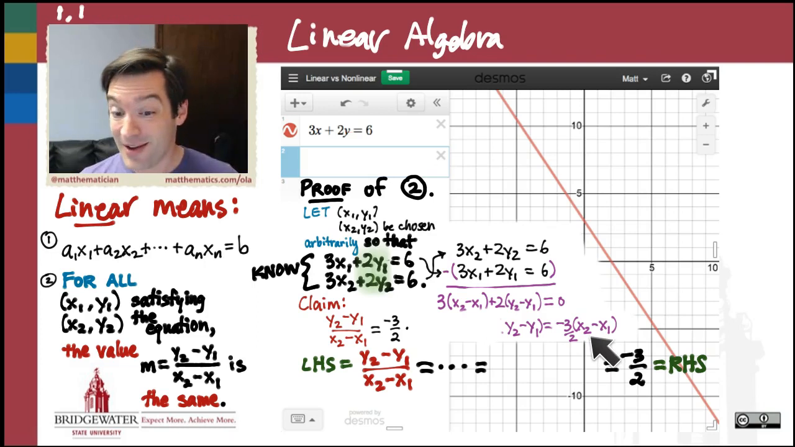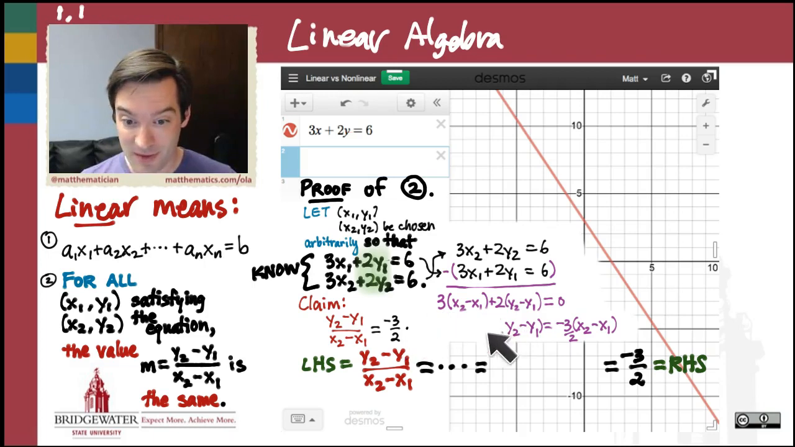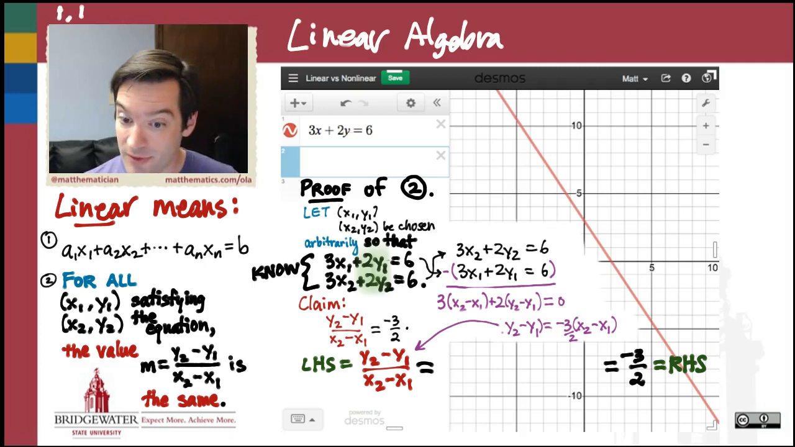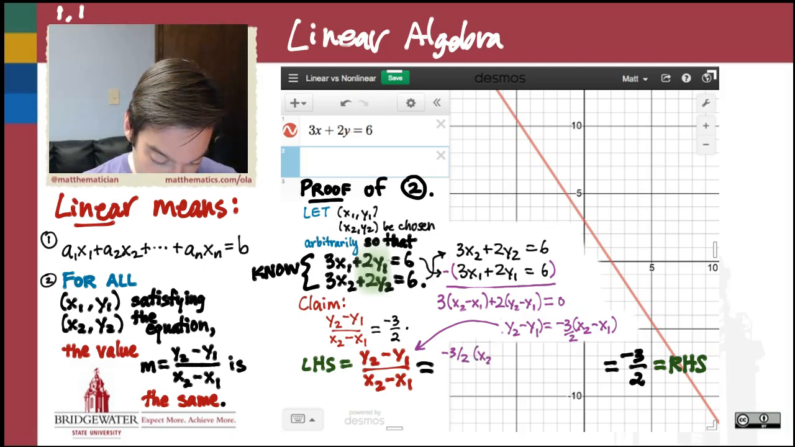By the way, this might also look a little bit familiar. This is what we might call the point-slope formulation of this particular equation, but we don't need to know that for our proof. What we've done is we've discovered the value of y2 minus y1 in relation to x2 minus x1. And that seems like it's really useful, because now if I substitute that expression for y2 minus y1 into the quantity that I'm trying to simplify in order to finish my proof, let's take a look at what happens. In the numerator, I'm going to get negative 3 halves times x2 minus x1 after my substitution.